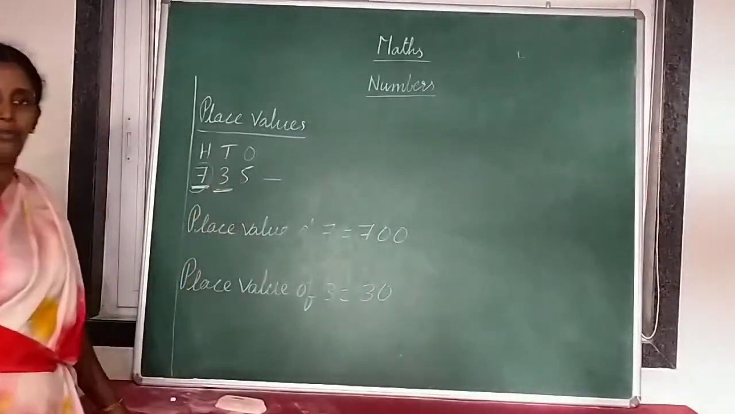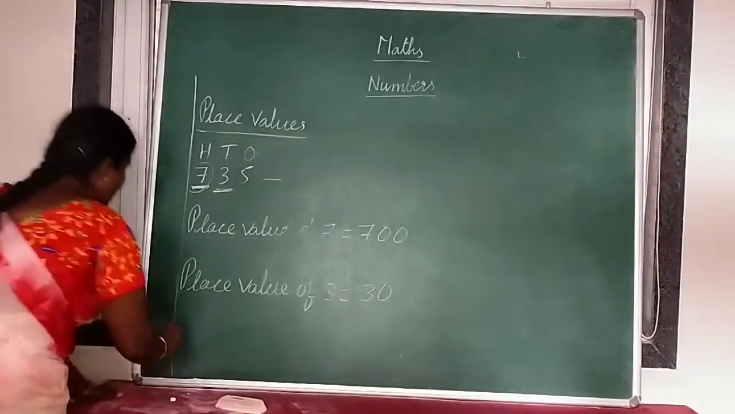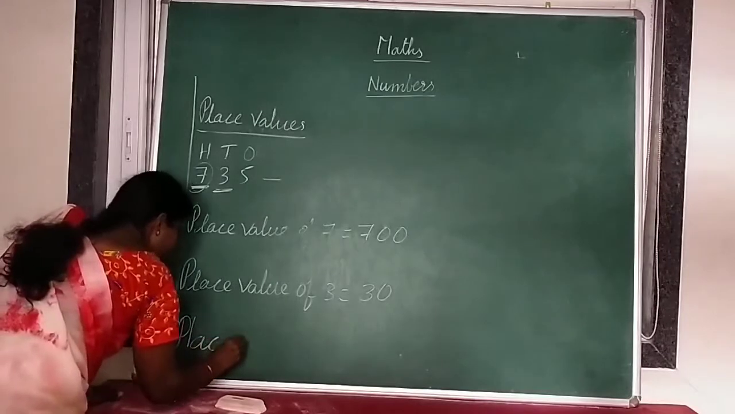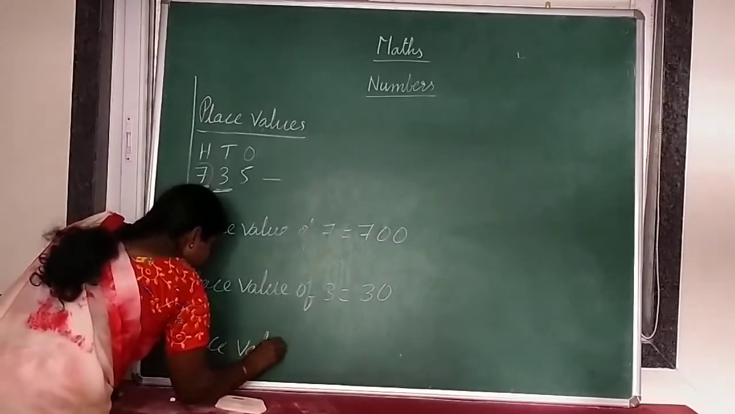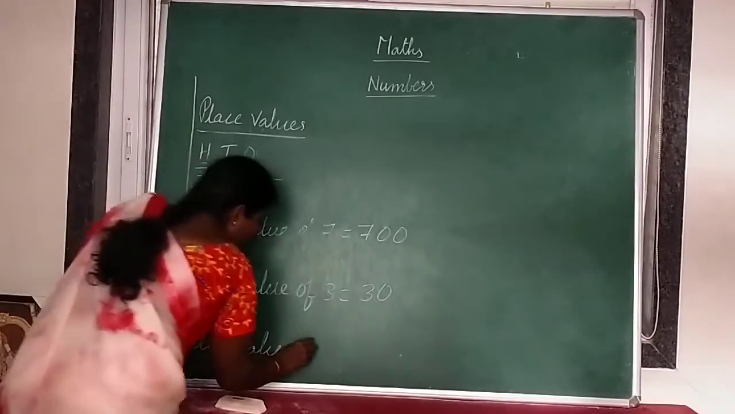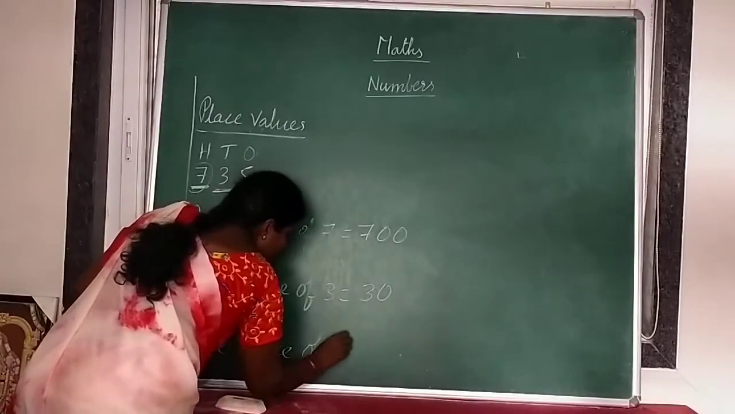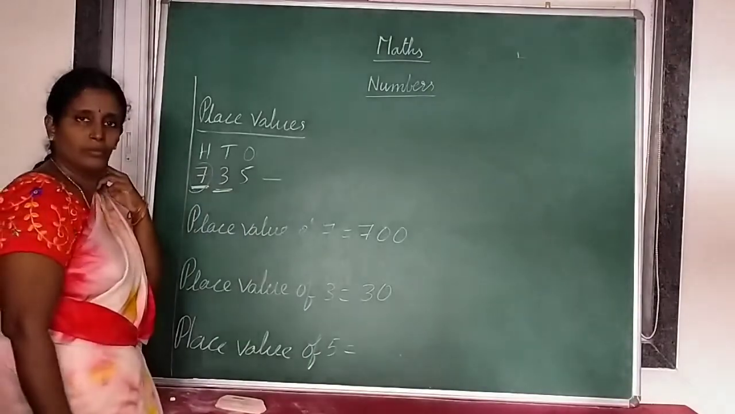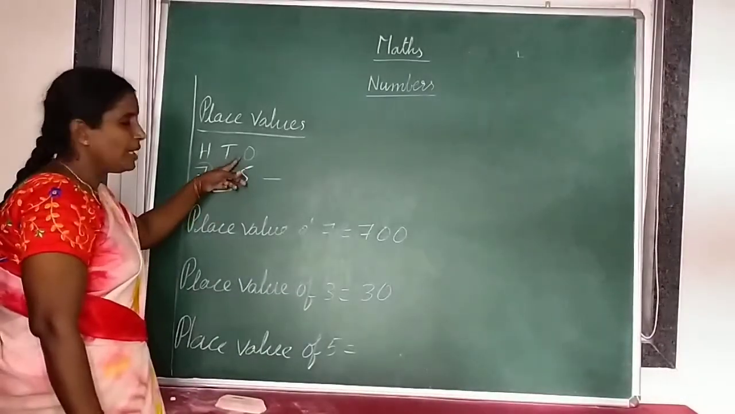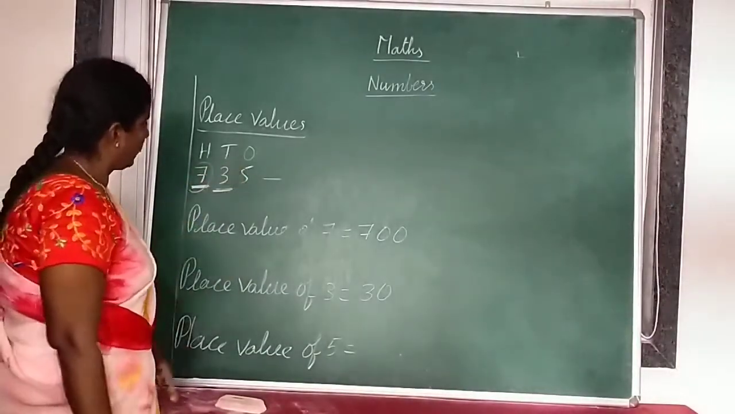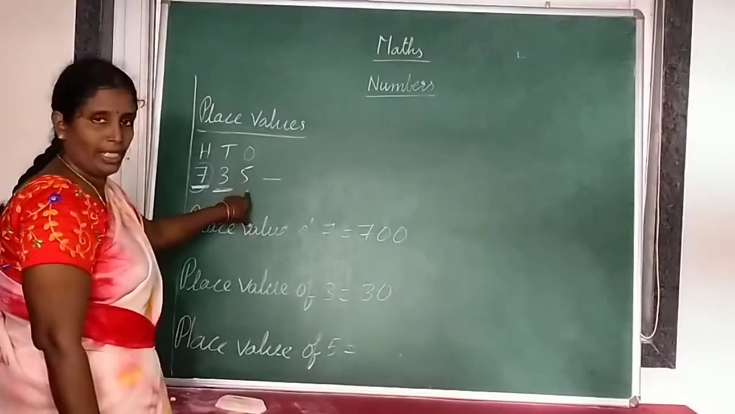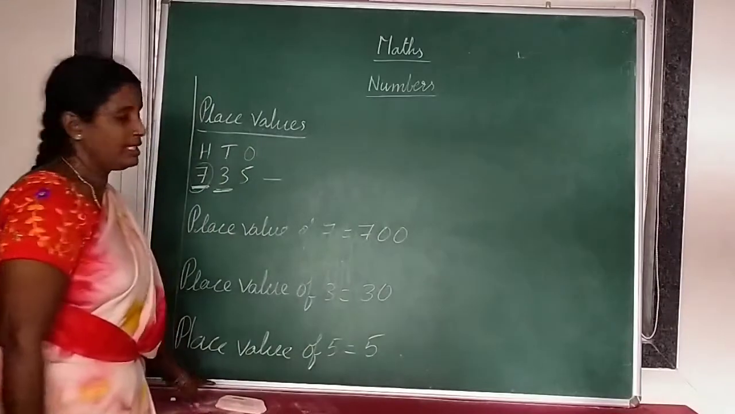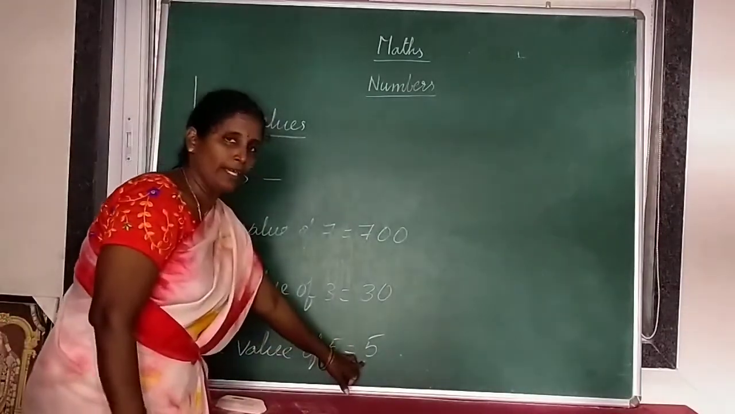What is the place value of 5? Before writing the place value, 5 in which place? 5 in ones place. So, place value of 5 is 5. Understood? Place value of 5 is 5.